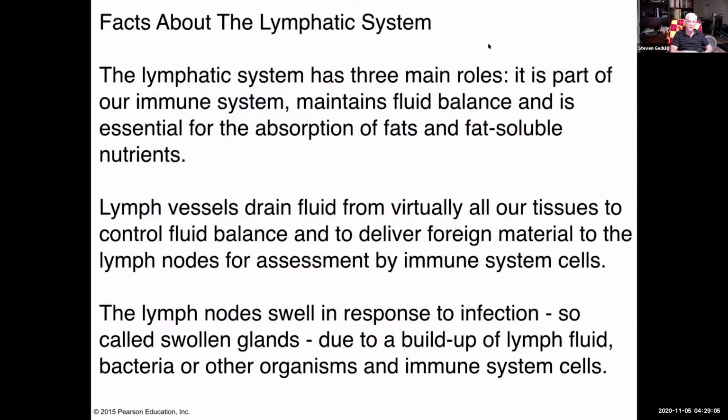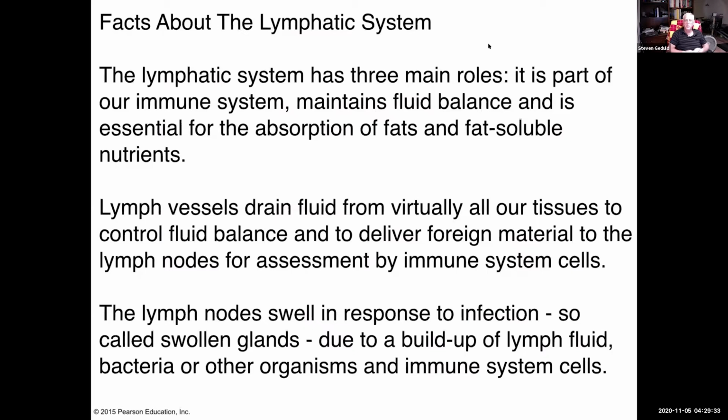In the lymphatic system, there are three main roles. It's part of our immune system, and it maintains the fluid balance that is essential for absorption of fats and fat-soluble nutrients. Lymph vessels drain fluid from all our tissues. It controls our fluid balance and delivers foreign material to the lymph nodes to be assessed by our immune system and determined if it's harmful.